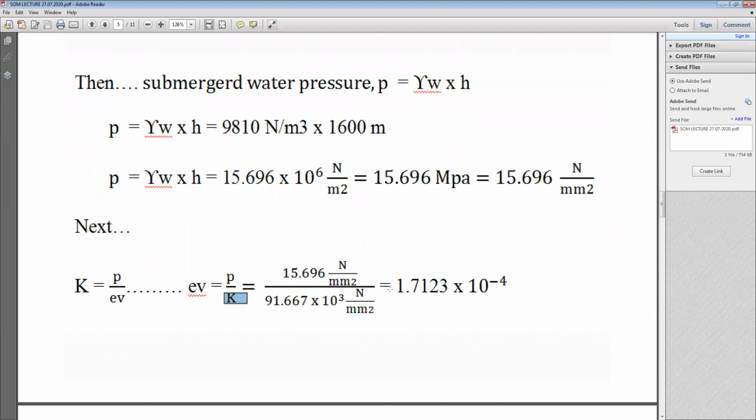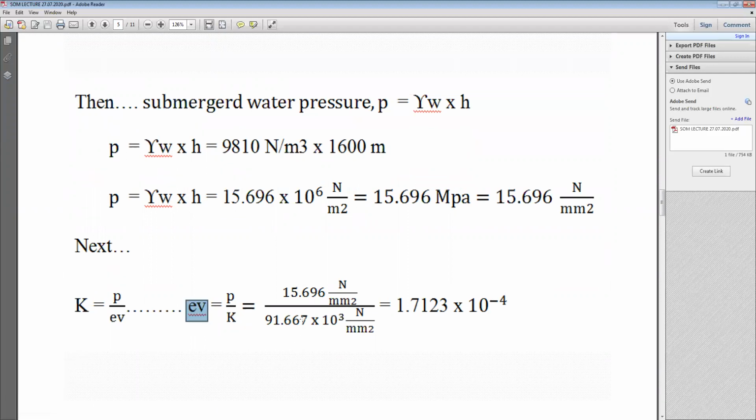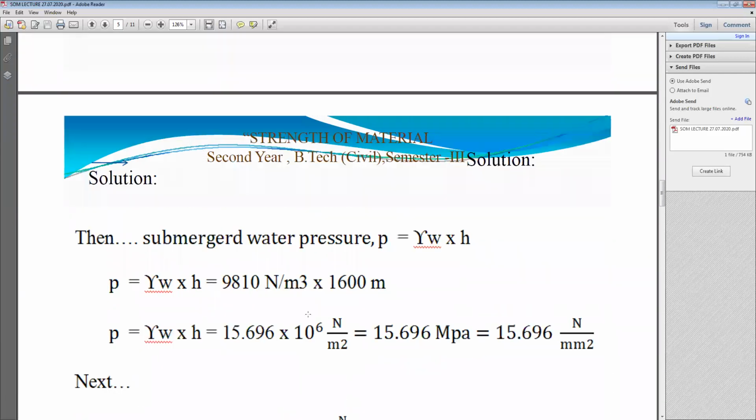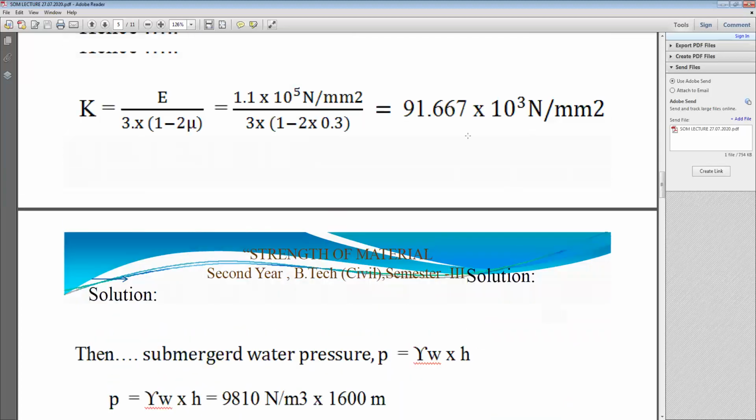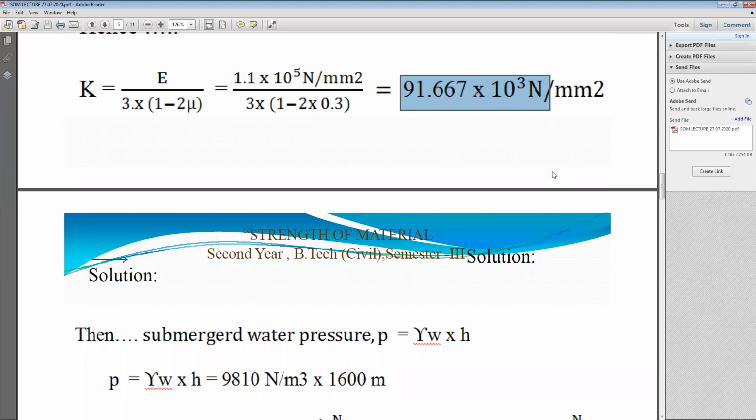So Newton per m square will get cancelled with each other and we will be able to calculate the EV. EV is equal to P, 15696 divided by 91.66 into 10 to 3. Then we can get the EV. What is the value of EV? Calculate it yourself by using your calculators.